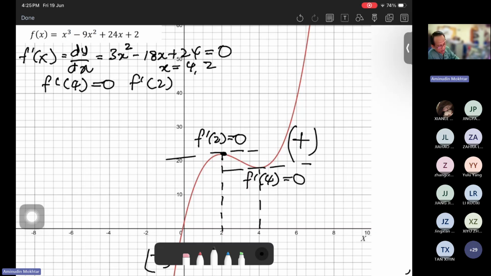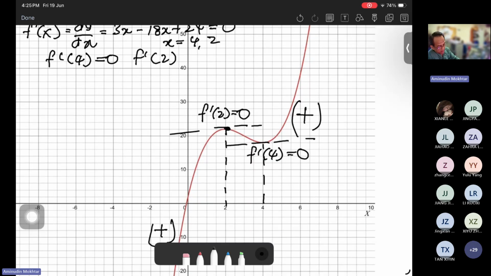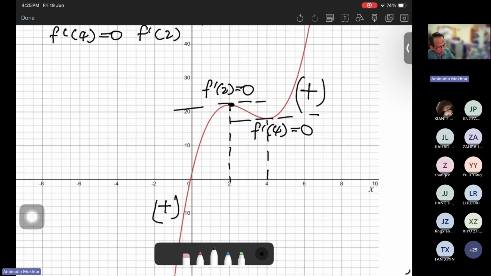Now, after that, we choose any point that is below 2 in order to determine the slope. For example, let's say I would like to know when x equals 1, at this point, what is the slope? Find the slope of the function when x equals 1. So I just find f prime 1.